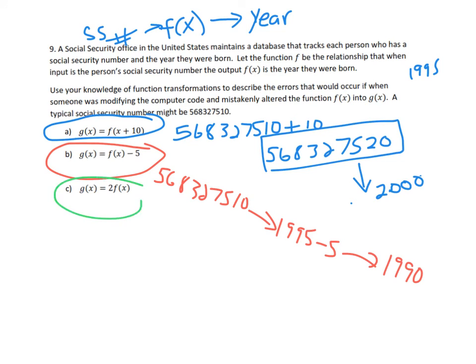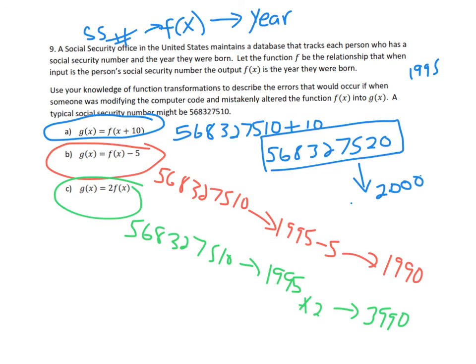The last example is that I'm going to input my social security number 568327510, and it's going to look up my year of birth, 1995, and then it's going to double it. So it's going to report out that I was born in 3990.